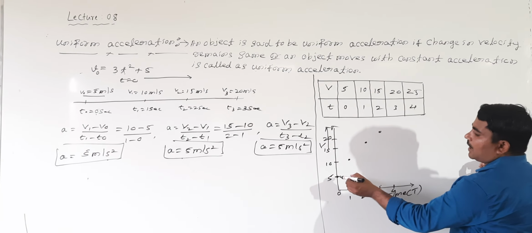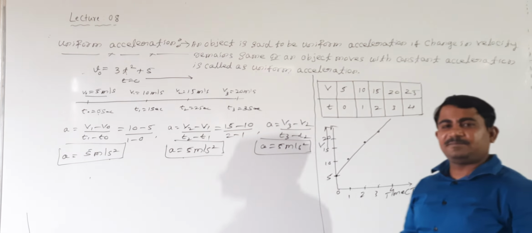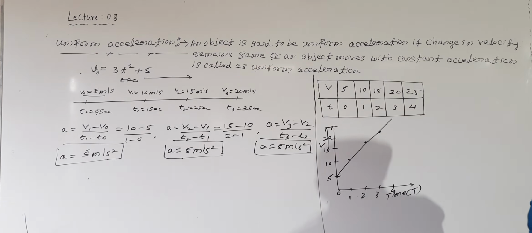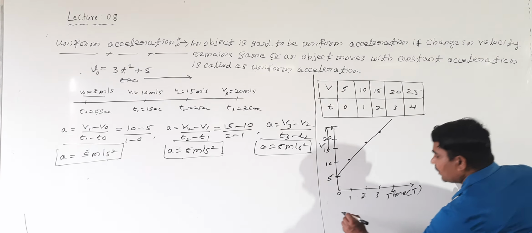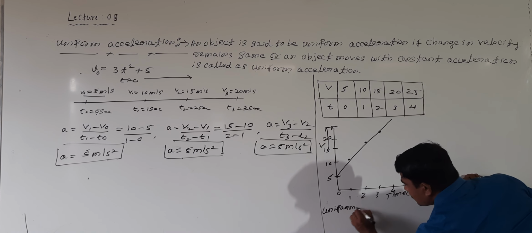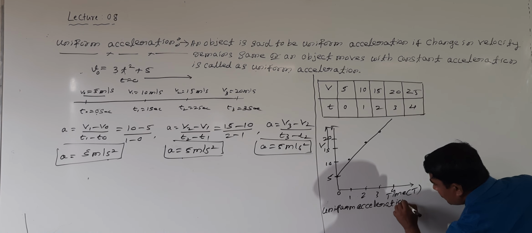Like this. How will the graph come? The graph shows a straight line. What is this for? Uniform acceleration. For uniform acceleration, shall I write? This is for uniform acceleration. Right.